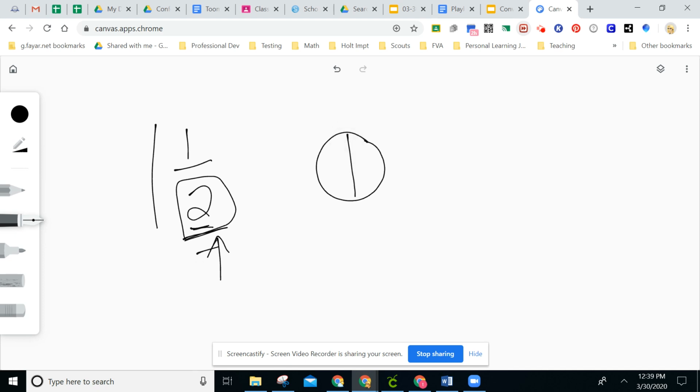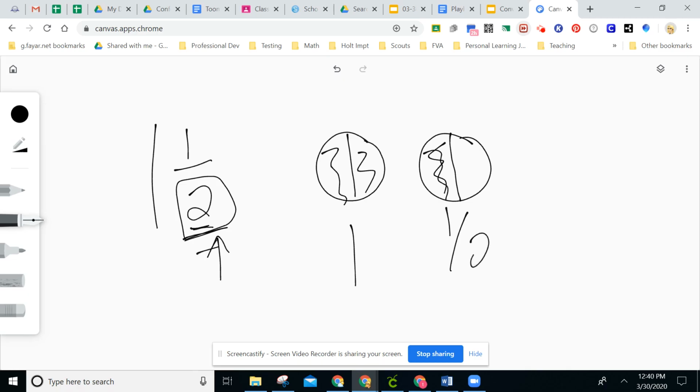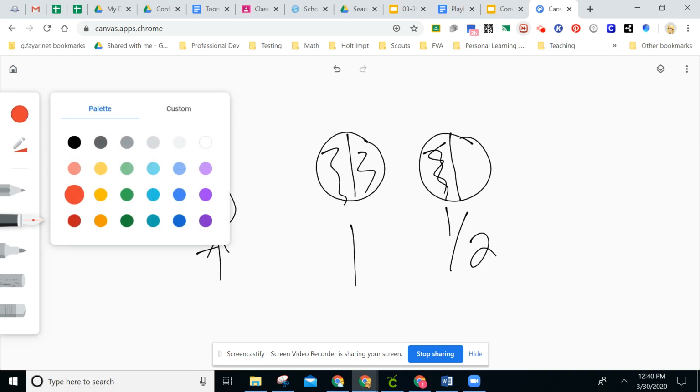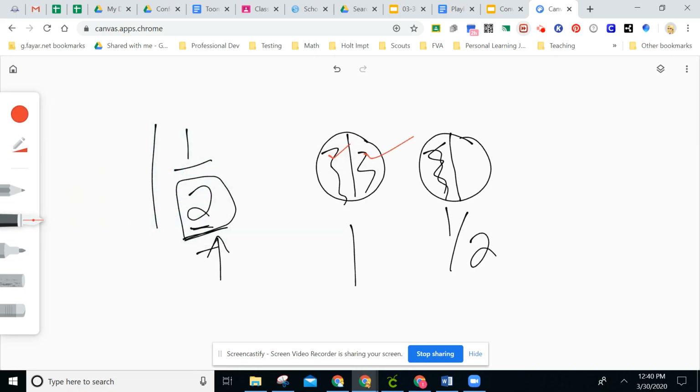So I have 1 1/2. So there's my 1 right there. So that's 1. I also have 1/2 of another one. So I have this drawing, and there we go. So that's a beautiful half right there. So how many total pieces do I have? Well, I can look at this and I can see that I have 1, 2, 3 pieces. What size pieces? Well, they're half pieces. So I have 3 halves, 3/2.